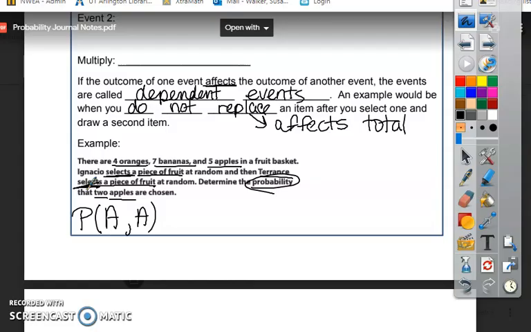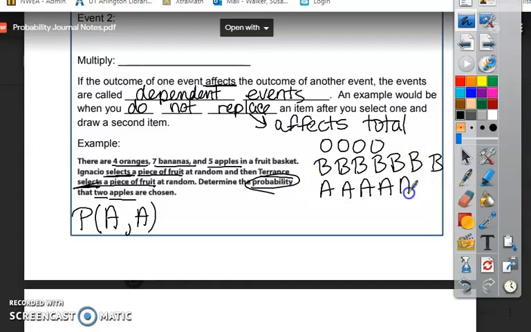So, here's what we do. It doesn't say anything about replacement, so what I'm assuming is Ignacio gets a piece of fruit to eat, and if he eats that, he's not putting it back. So, here's my little sample space. I want you to think about this. Orange, orange, orange, orange, banana, banana, banana, banana, banana, banana, banana, and apple, apple, apple, apple, apple. Since I'm doing 2 things, I am going to do E1, E2. Event 1 is I want an apple. Event 2 is I want an apple.